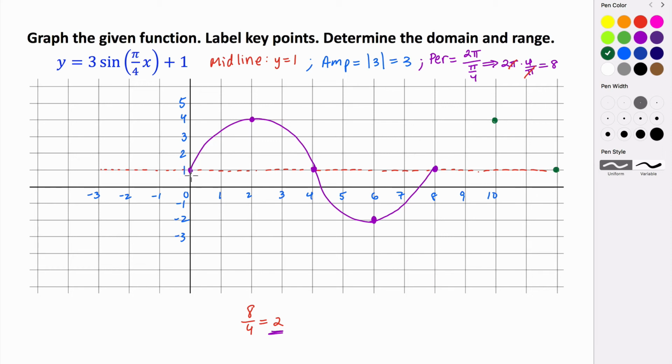And then we could do the same in the negative direction. At -2, we would be down here at -2. At -4, we'd be back to our midline. And we could draw another cycle of this graph here. And that would be this function.